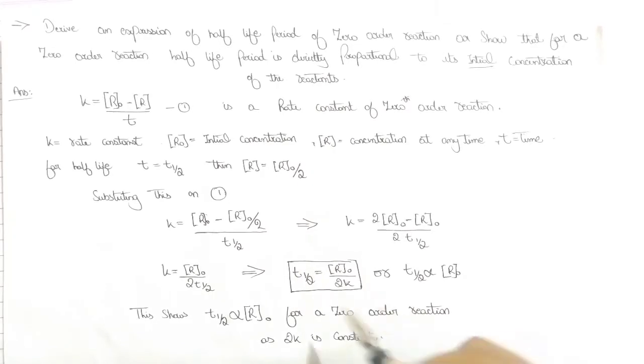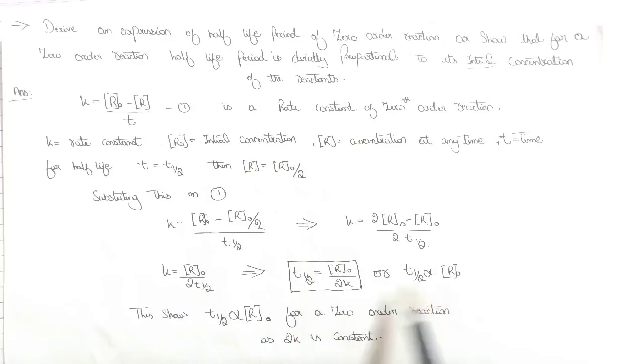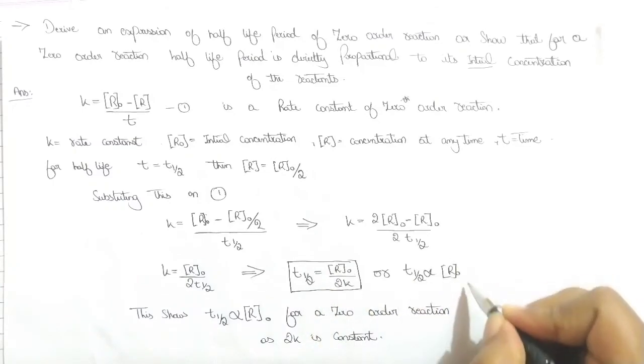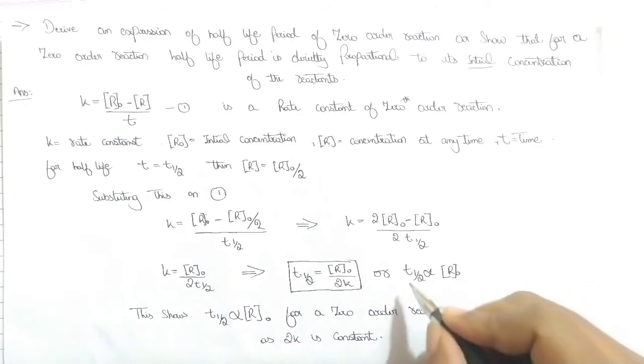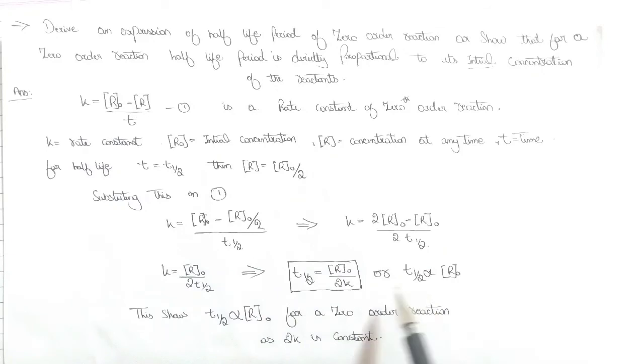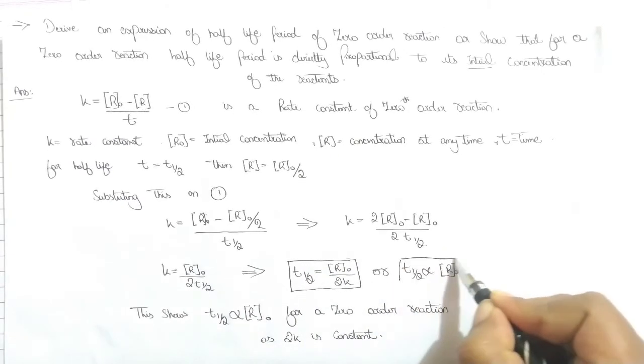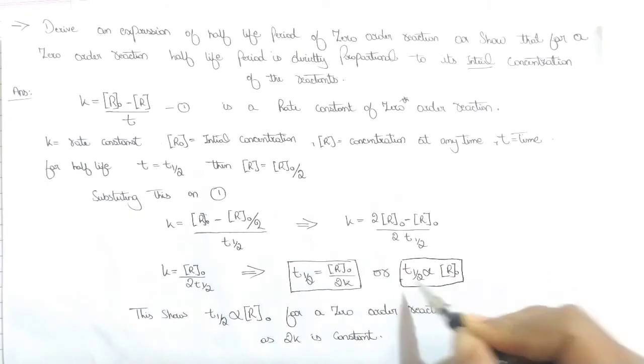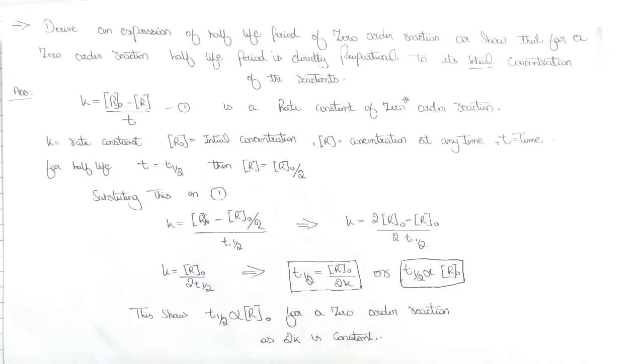Or with the same resulting equation, we can state that t half is directly proportional to the initial concentration, and 2k is constant. So we can say that this term is directly dependent, and dependent is nothing but proportional to this term. If this varies, this varies. If this increases, this increases; if this decreases, then it will also decrease. This shows that we proved that t half is directly proportional to R naught. Why? Because 2k is constant.